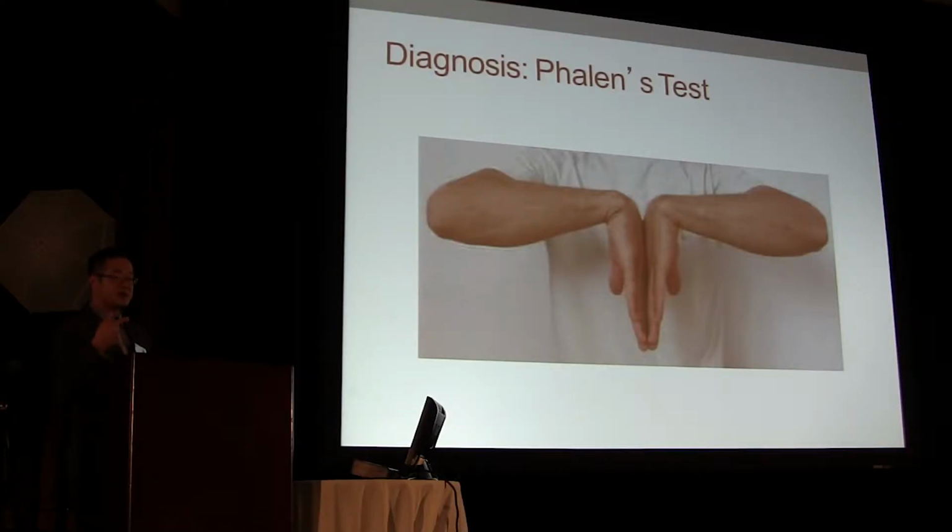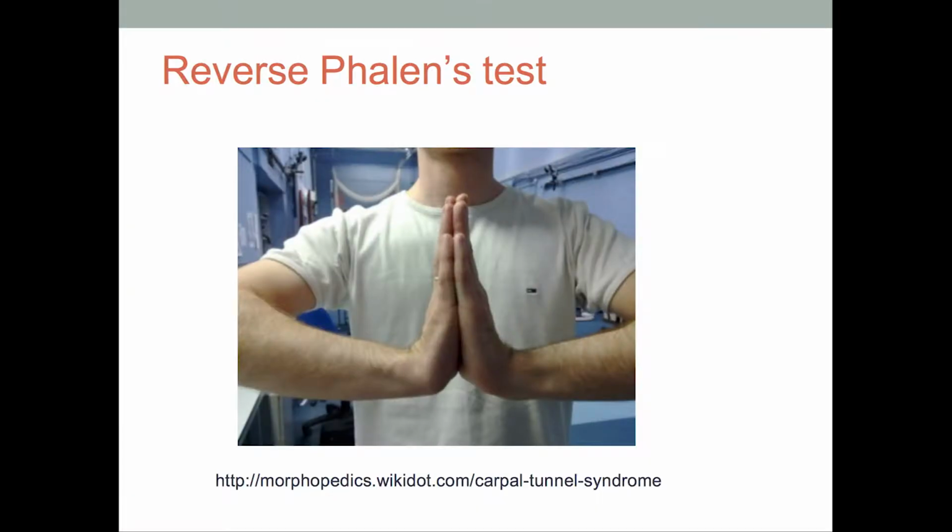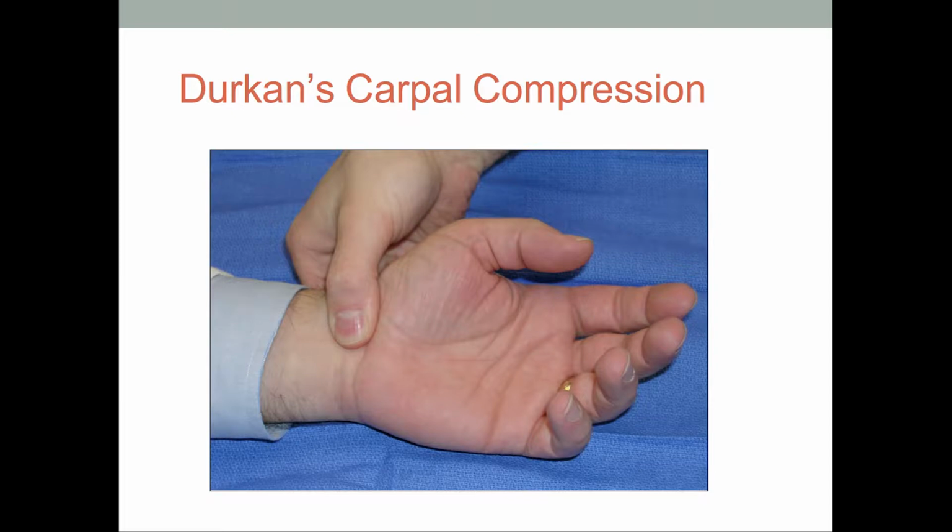And one question is, how long do you wait? Usually when you get a positive test, you'll probably get it within the first 15 seconds, but then some people wait for a minute. This is the reverse Phalen's test. And the Durkan's carpal compression test.